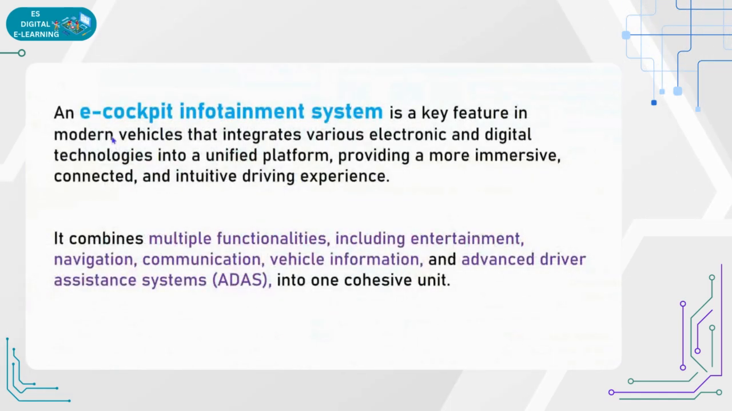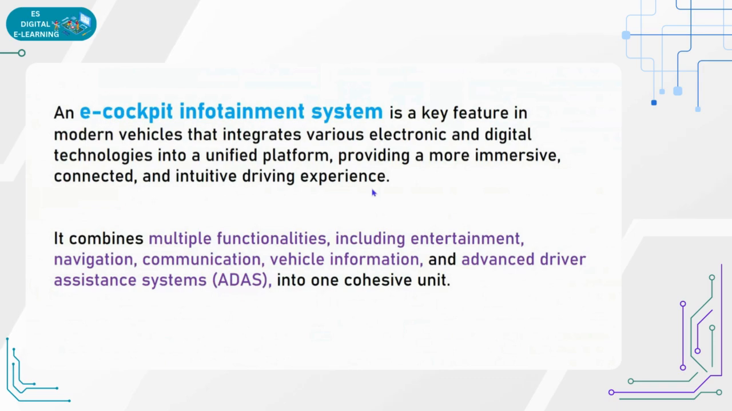So here, an e-cockpit infotainment system is a key feature in modern vehicles that integrates various electronic and digital technologies into a unified platform, providing a more immersive, connected, intuitive driving experience. Because whenever the driver drives the vehicle, he should feel that everything is on the front.